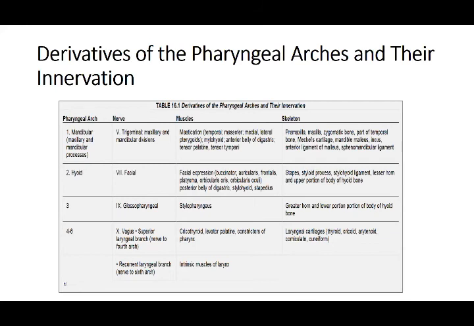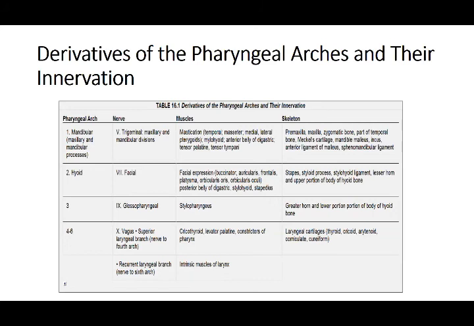And the dorsal portion gives rise to the malleus and incus, the ossicles of the ear. The inner cartilaginous portion is going to finish off, and that is going to give rise to the anterior ligament of malleus and the sphenomandibular ligament. Then is the second arch, that is the hyoid arch or Reichert's arch.